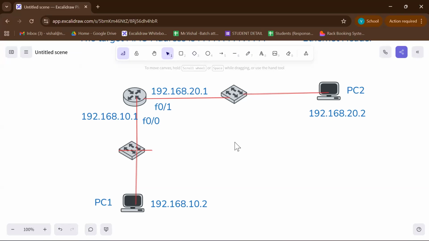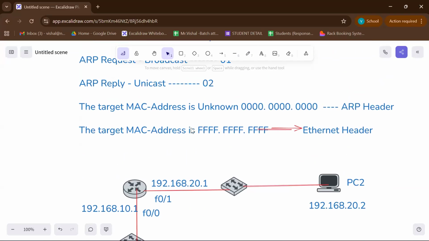Again, let me explain. PC1 is going to generate an ARP request. This ARP request message will reach the router. What will this router do? Instead of giving the MAC address of PC2, it gives its own MAC address. Correct? This is called proxy ARP. Yes or no? Yes. PC2 is in a different network, see the network address. Then it is proxy ARP. Okay, now you have to understand the actual concept of proxy ARP. See what happens.